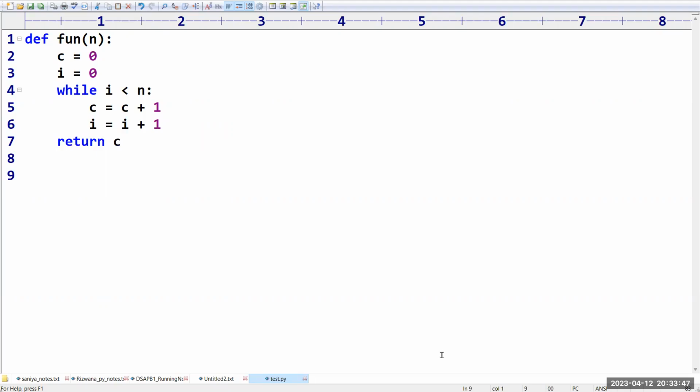Sir, how is this function going to work? Observe carefully. Suppose I am giving the value of n equal to 5. What is the initial value of count? 0. What is the initial value of i? 0. Is 0 less than 5? Yes. Then the count value we are incrementing by 1 unit, and the i value also we are incrementing by 1 unit. Count will become 1, i will become 1.